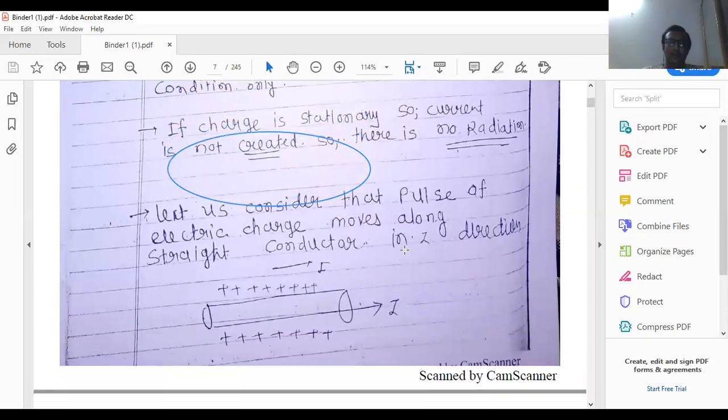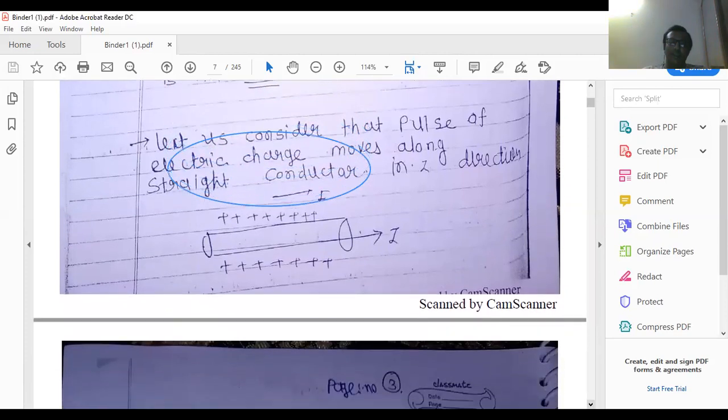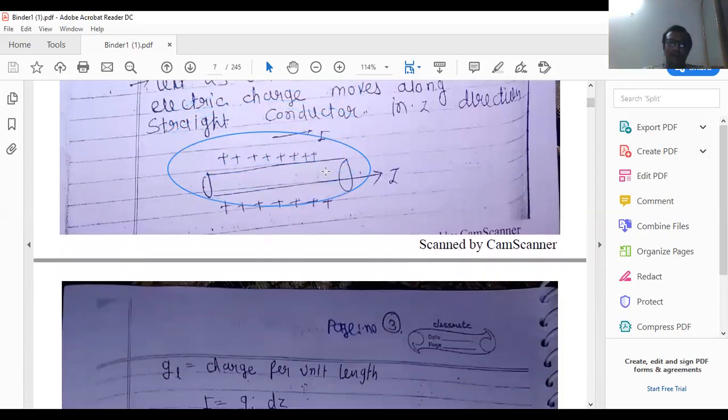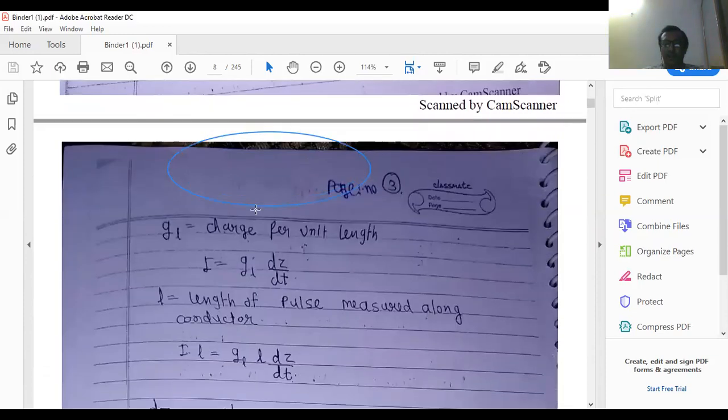Let us consider that a pulse of electric charge moves in a straight line in the conductor, in which current can flow. But remember that point: it is AC current, not DC current. So if AC current is passed, I equals dq by dt. It is the fundamental relation.